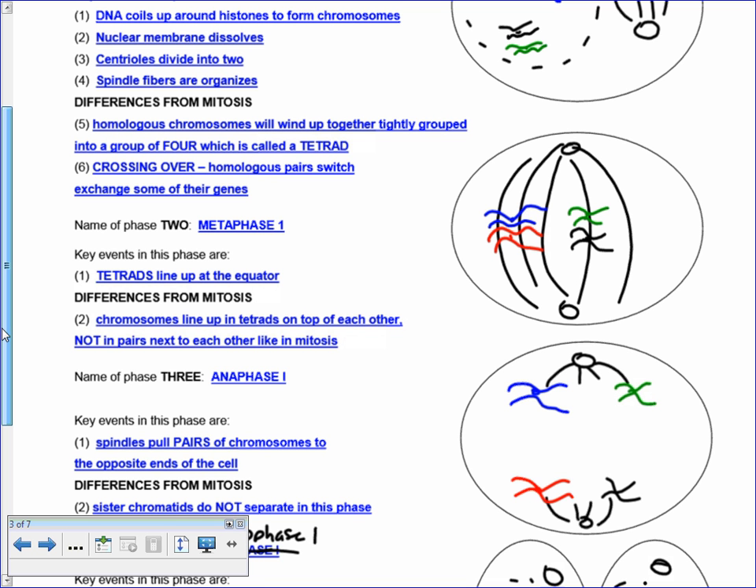Instead, we have the homologs grouped together in a group of 4, one on top of the other. Who's on top, who's on bottom, that's totally random. Could have just as easily been red on top and blue on bottom, or black on top and green on bottom. That's totally random. That's where you start to get some variation. Right.